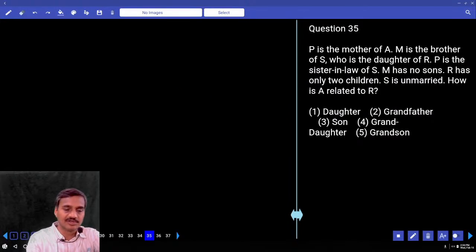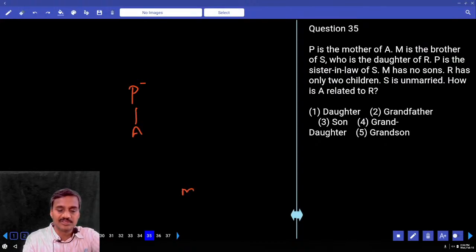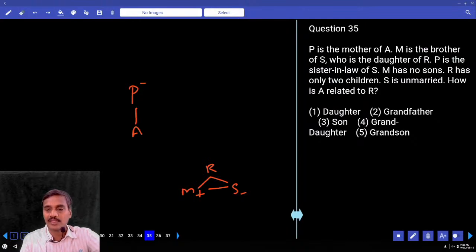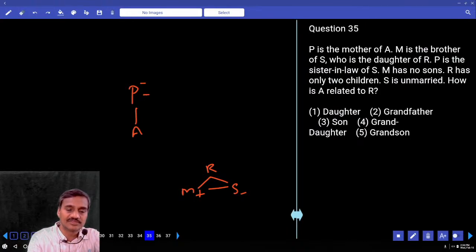Then P is the mother of A. M is the brother of S, S is the daughter of R. M and S are the children of this R. And P is the sister-in-law of S.